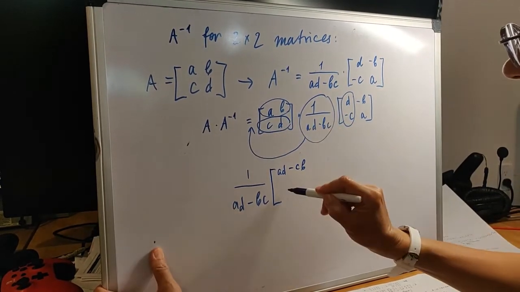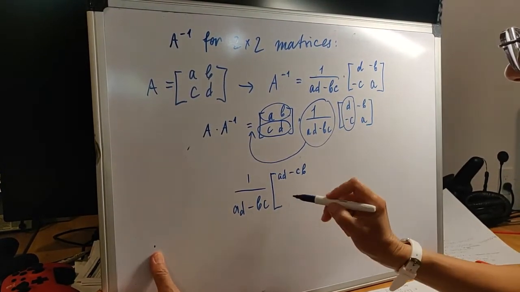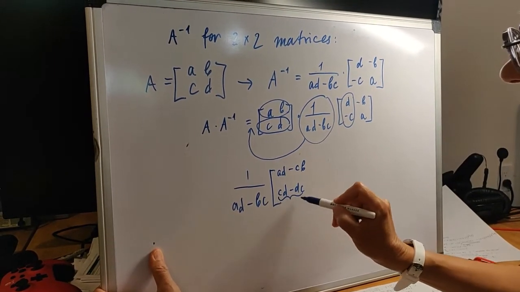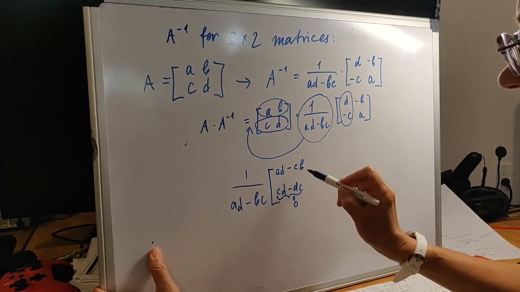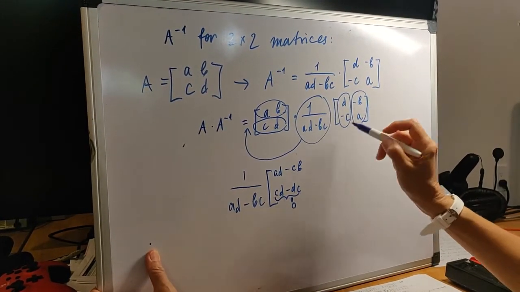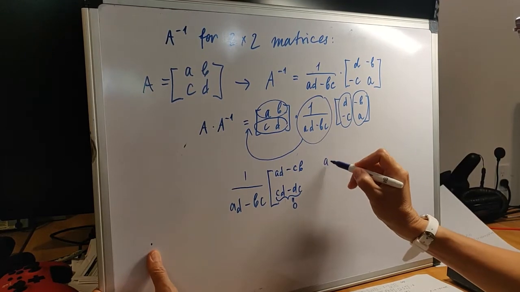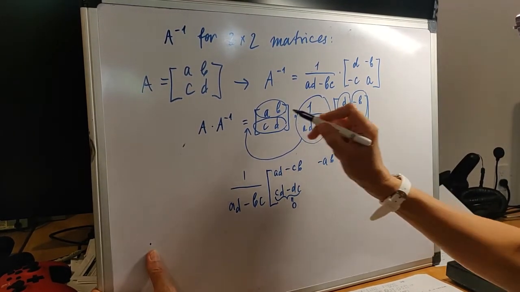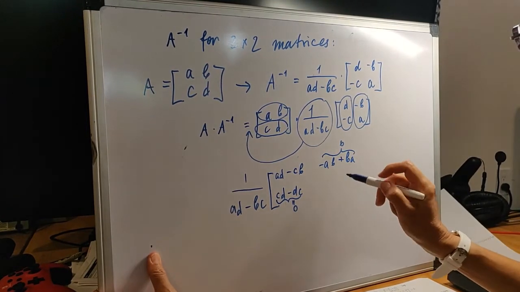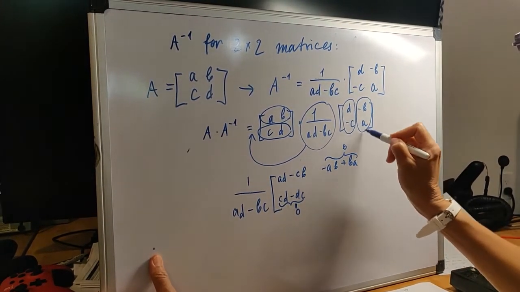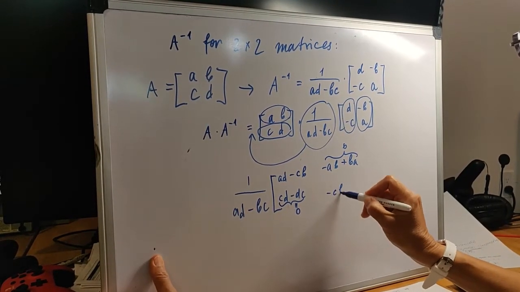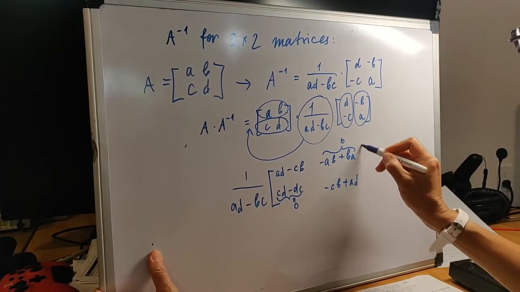For the next element, CD, DC, I have CD minus DC. You see what it's going to be? Well, it's going to be 0, right? For the next element, AB multiplied by negative BA. So it's going to be minus AB plus BA. Again, we're going to get 0. And the last element is going to be this column and this row. It's going to be minus CB plus AD.